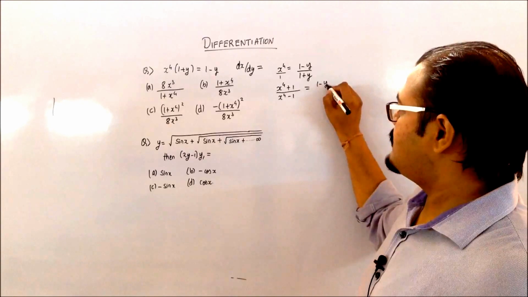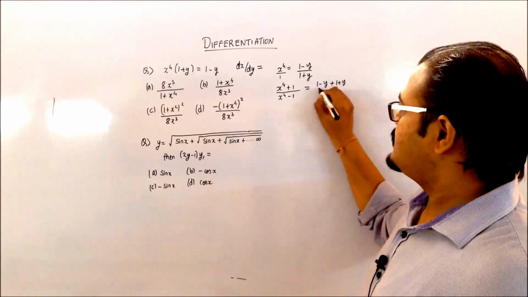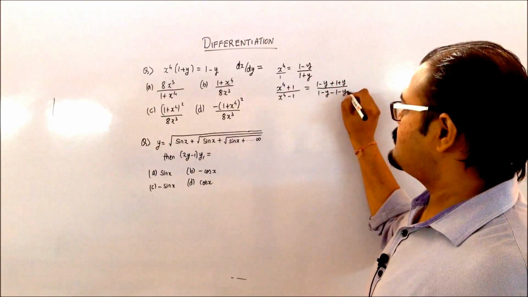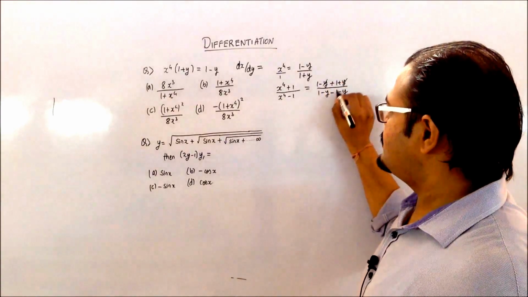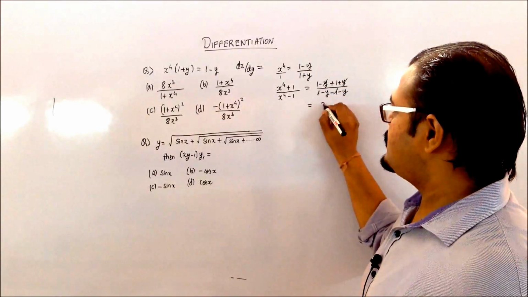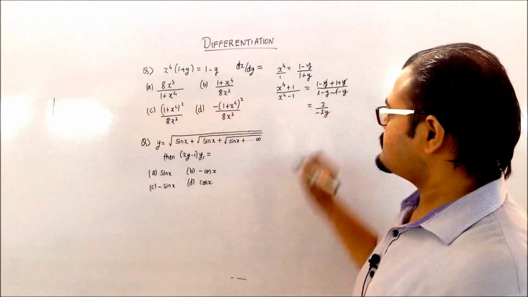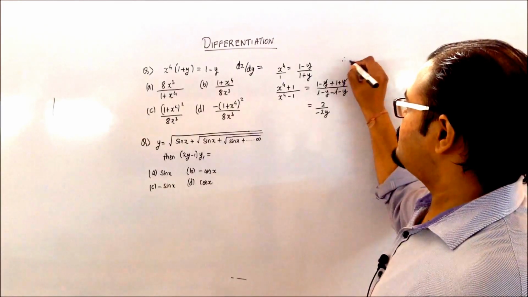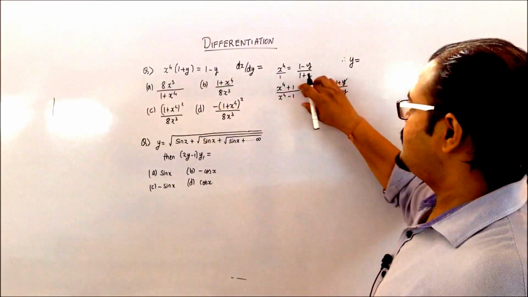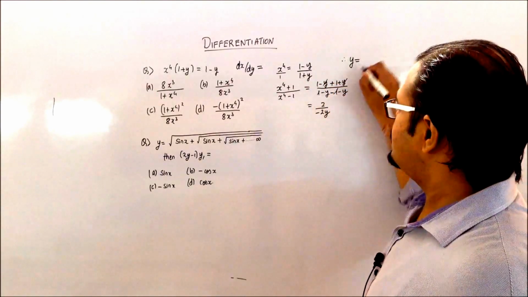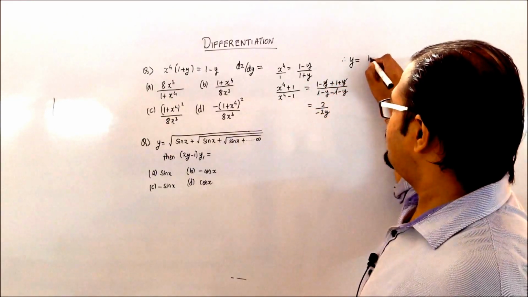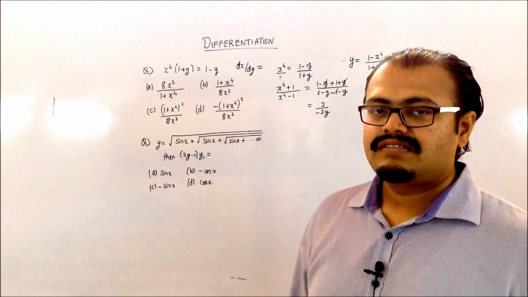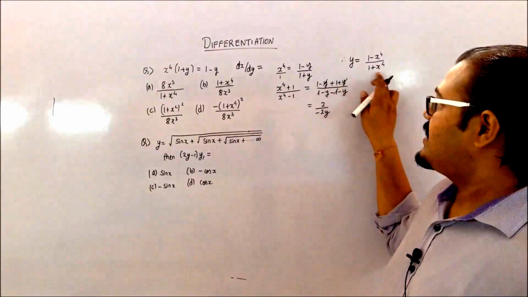1 minus y plus 1 plus y divided by 1 minus y minus 1 minus y. So the y gets cancelled, the 1 gets cancelled, and you are having 2 by minus 2y. So from this you will get the equation for y. Therefore y will be the inverted part of it, and a minus sign will be given to it. So it will be 1 minus x raised to 4 divided by 1 plus x raised to 4. So you are getting y as this part.